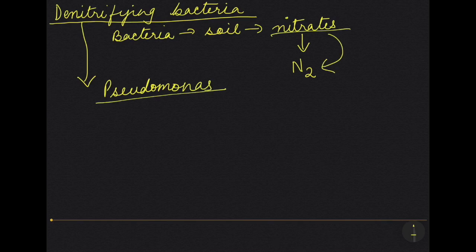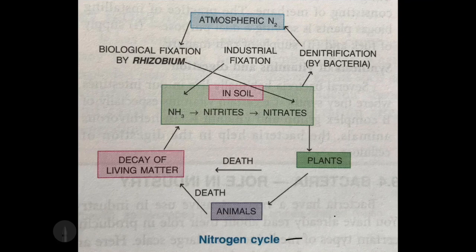So you can say the nitrogen cycle is complete. So what happens in the nitrogen cycle is nitrogen is taken up from the atmosphere. It is converted into nitrates in the soil. And again, after a certain period of time, it is reconverted back into nitrogen. That is one complete cycle.